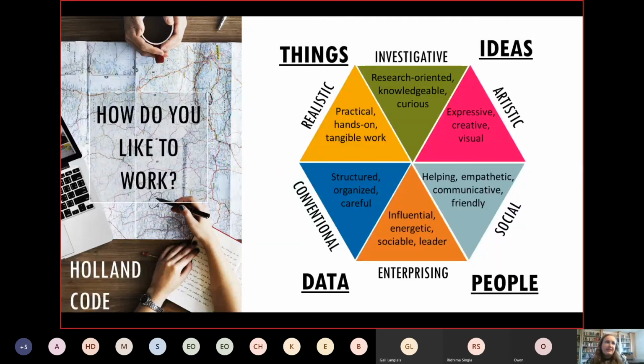What is up on your screen right now is called a Holland Code. I love the Holland Code for helping us figure out more about you. Holland Codes are personality assessments that look at interests. They're used a lot by career professionals because they can connect your personality directly to occupations.